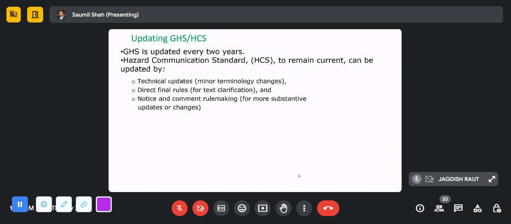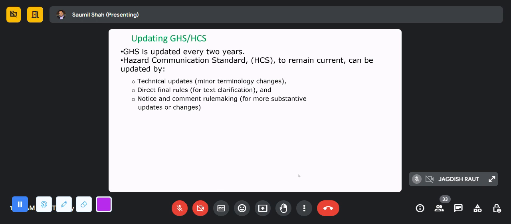Now, updating GHS and HSC. Once this GHS is implemented, it is reviewed and updated every 2 years. Is there any addition of new chemicals by research? Is there any change in the properties of a chemical? Then it is again reviewed. So it is being reviewed every 2 years.